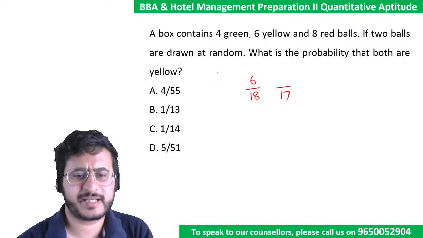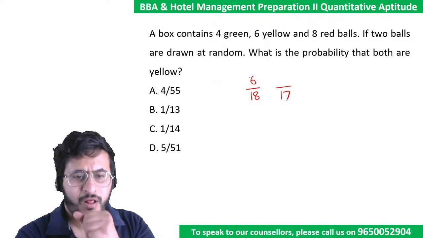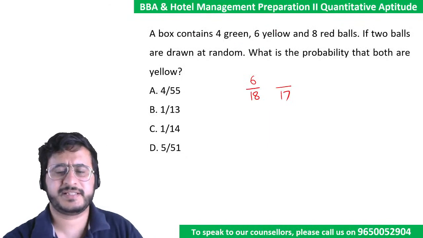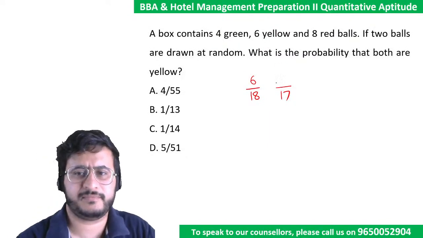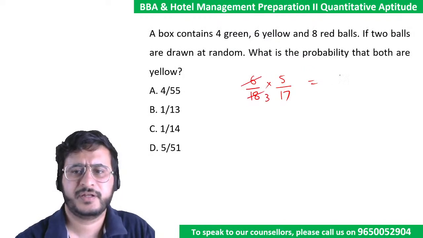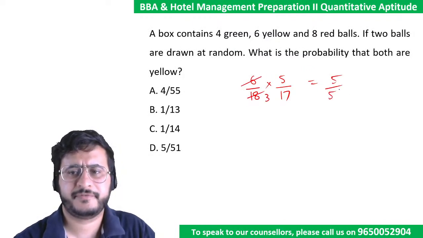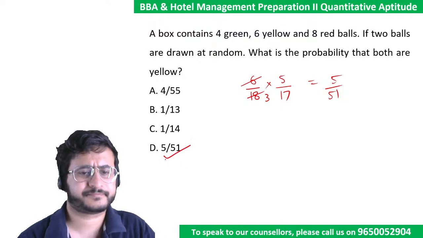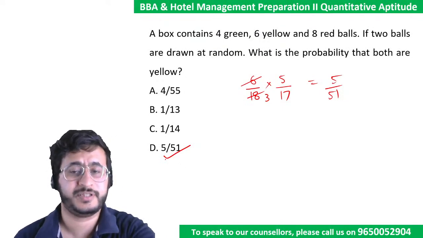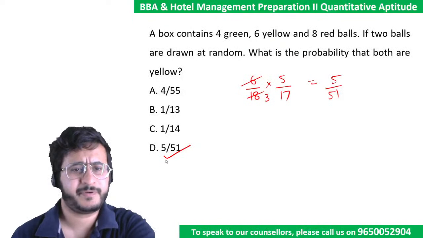And how many yellow balls are left? There were six yellow balls and you have already picked one, so you'll be left with five yellow balls. Okay, so what's your probability? You get 5 out of 51. Okay, so this is the way of finding probability.